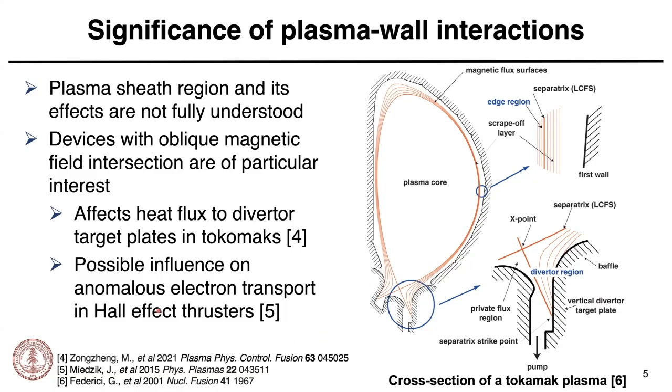Another motivation is the Hall effect thruster I previously showed, where we also have magnetic field lines intersecting at certain angles. A phenomenon that happens in those devices is called anomalous electron transport, in which the electron mobility is significantly different in experiments compared to simulation. One possible factor is what the plasma wall interactions are like in these regions where the magnetic field is at a certain angle. So it's another important topic to understand better, to help bring more physical understanding to this anomalous electron transport.